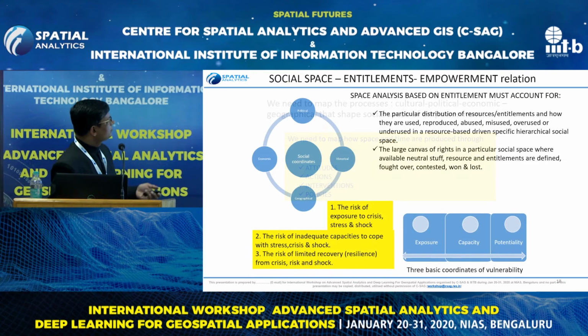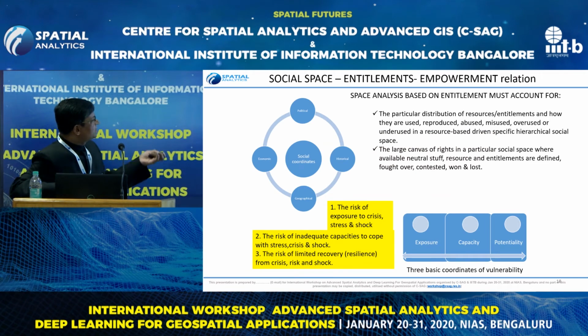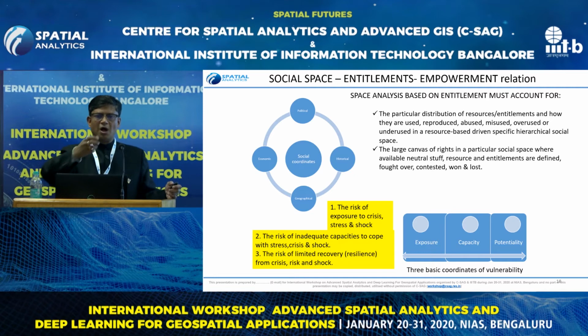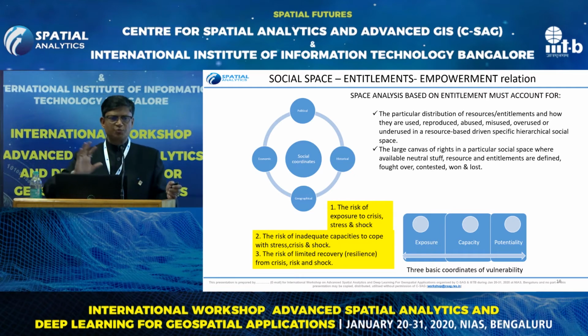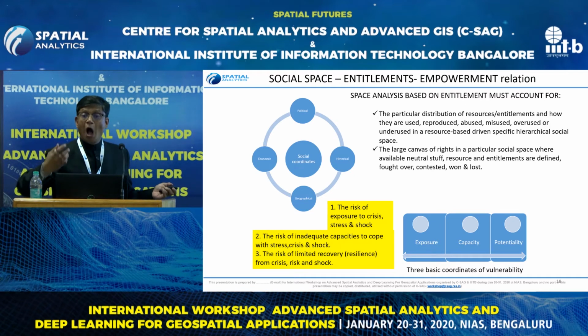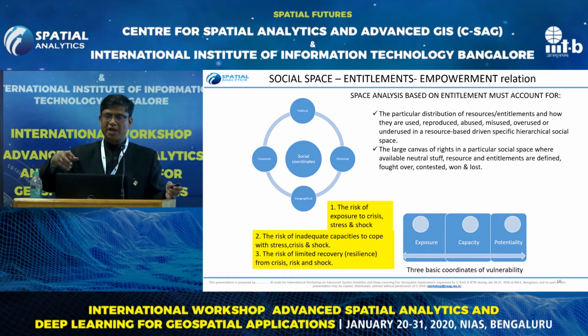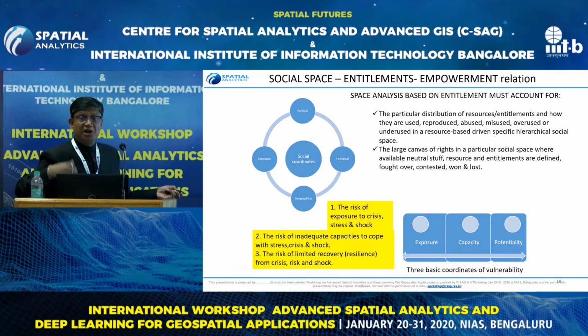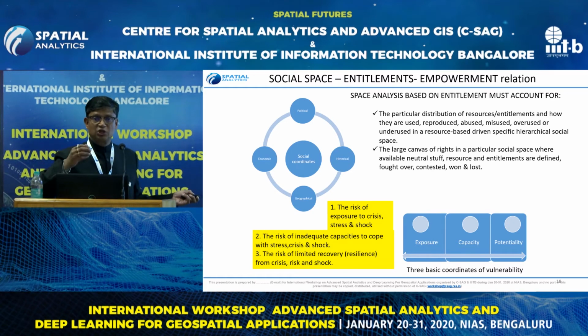So there is an idea of the empowerment of a space: the particular distribution of resources or entitlements and how they are used. Take the case of a forest. A forest is a distributed resource. But how forest access is obtained by tribals, forest officials, or an outsider is very power dependent, and that gives the vulnerability of a community based on their access.